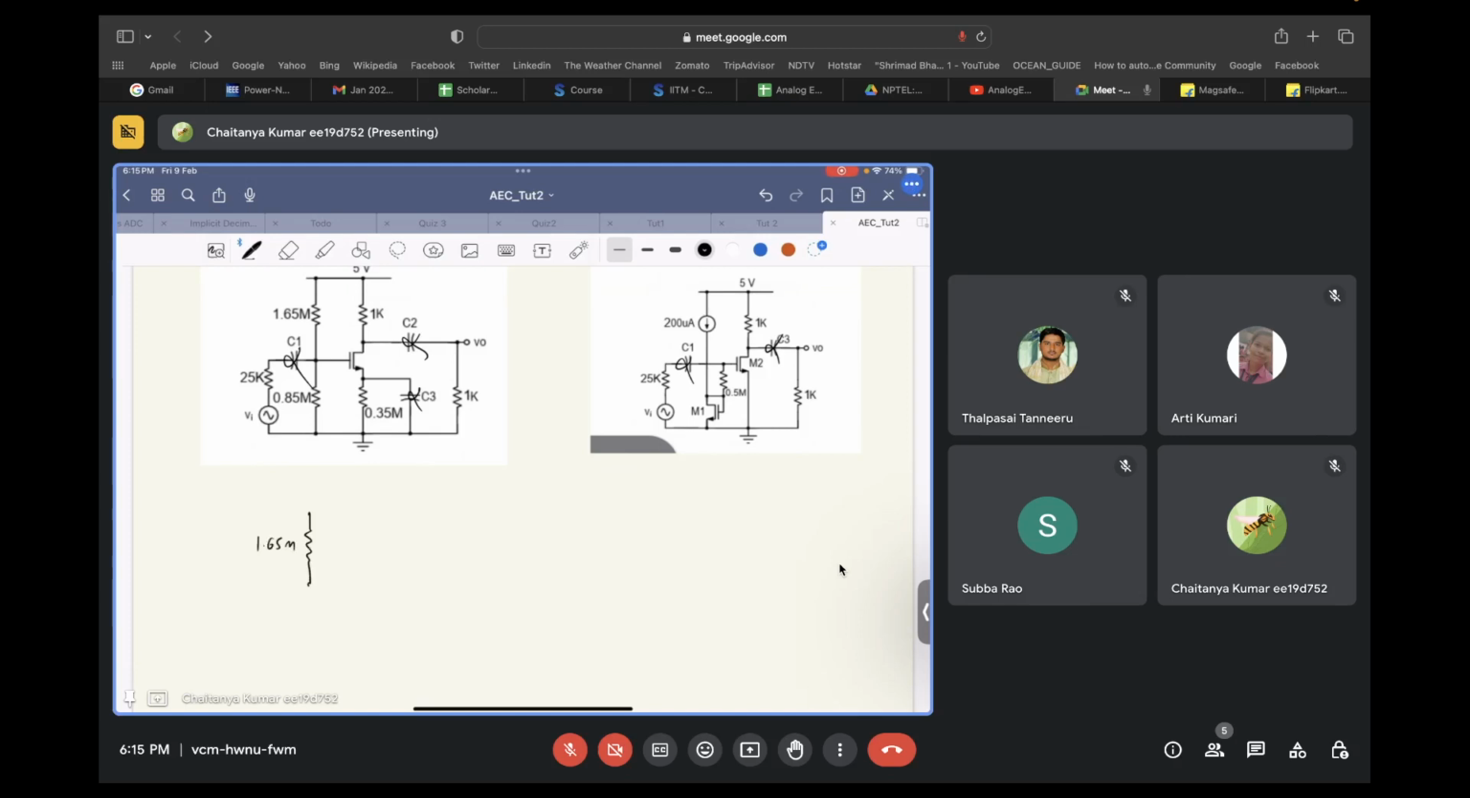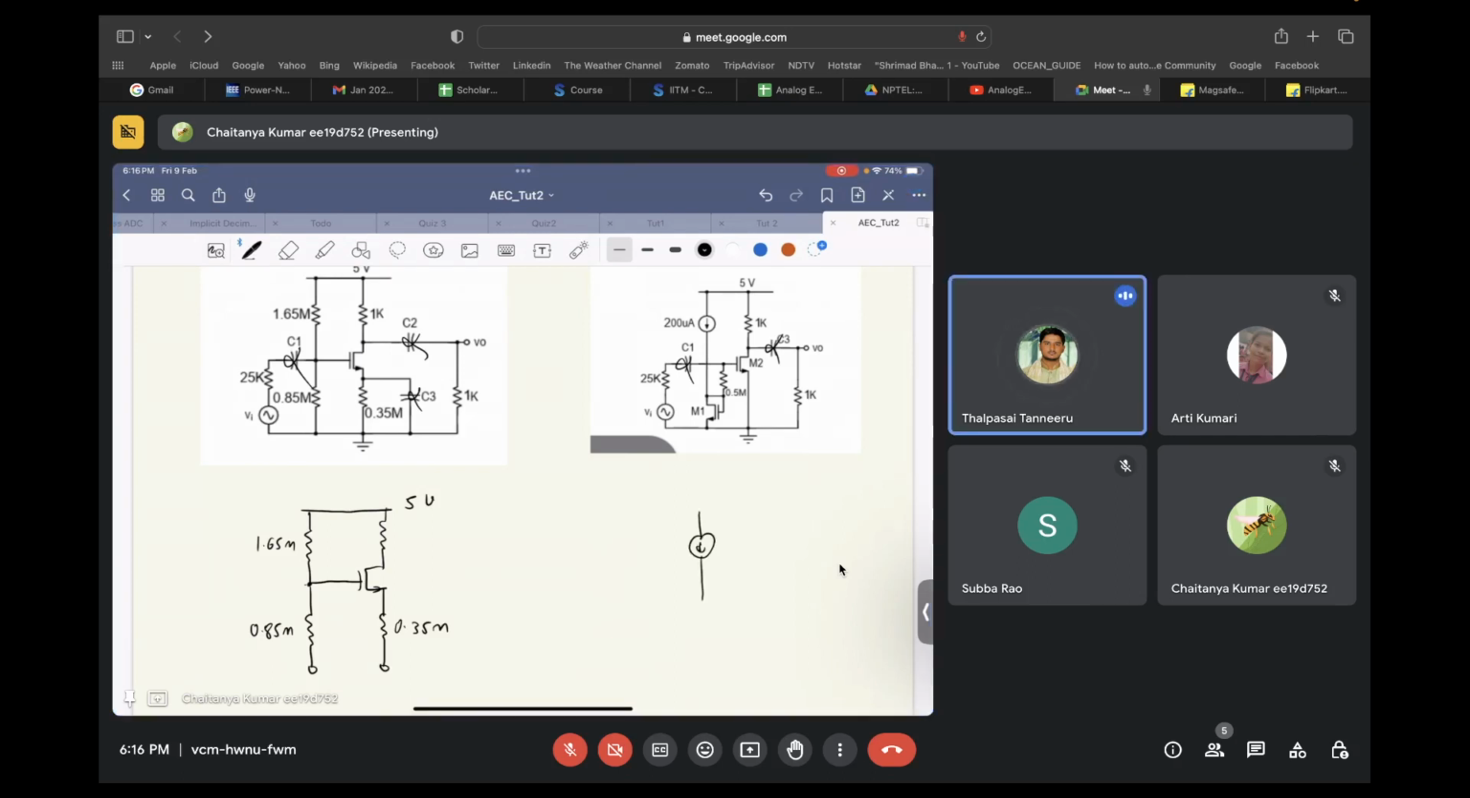1.65 mega ohms, 0.85 mega ohms, then we have a 0.35 mega ohms over here. This is how this circuit looks, correct? And we have 5 volts over here. Now, how does this particular circuit look?